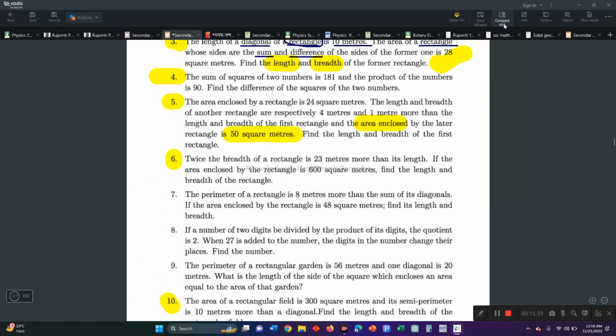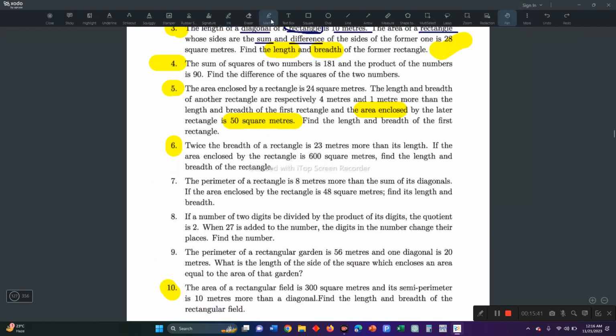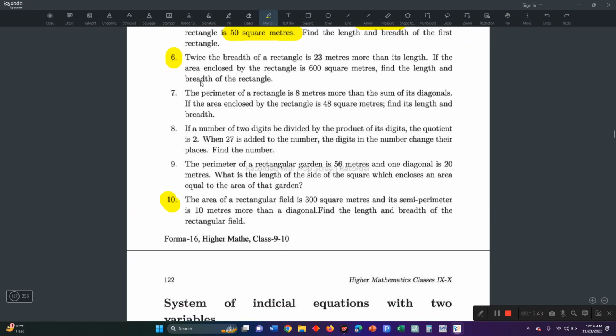So we have finally completed number 3 and 4. Then number 6: twice the breadth of a rectangle is 23 meter more than its length. Twice the breadth of the rectangle, where the breadth is y, is 23 more than its length. Let the length of the rectangle be x. That means x plus 23 is equal to 2y.